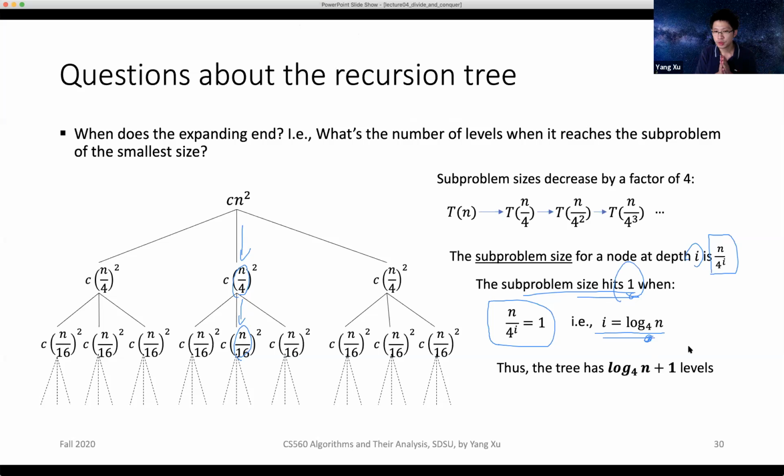So in total, we will have that many levels: logarithm base 4 of n, plus 1. This plus 1 is outside the logarithm because i starts from 0. For level 0, i is 0, and for level 1, i is 1, and at the bottom level, i is log base 4 of n. So we have 0, 1, up to log base 4 of n, and that's log base 4 of n plus 1 levels.